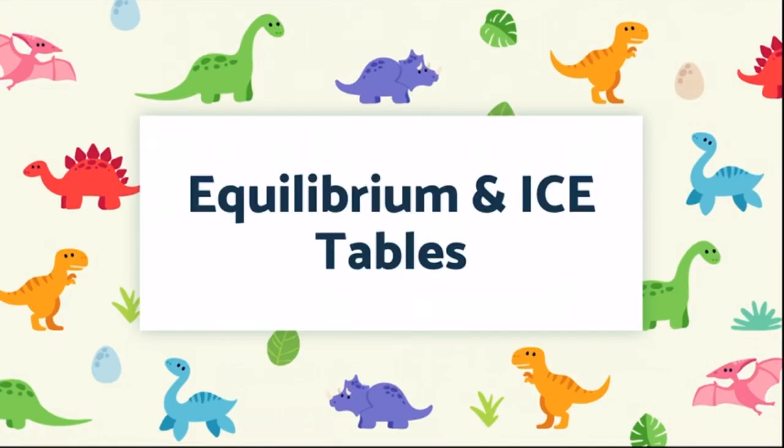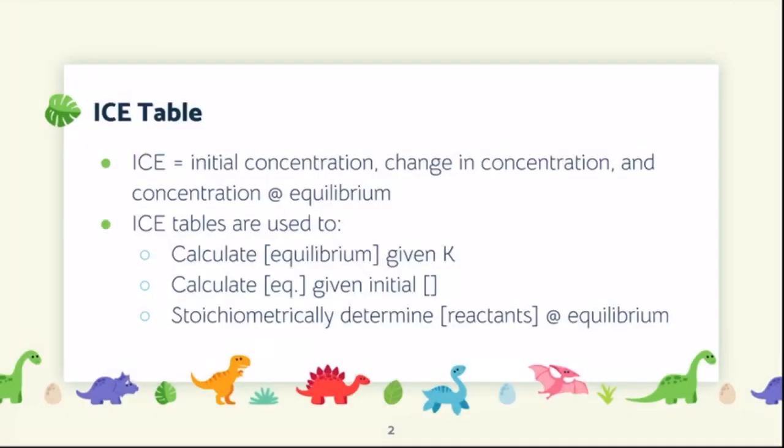Equilibrium and ICE tables. ICE stands for initial concentration, change in concentration, and concentration at equilibrium. ICE tables are used to calculate the concentration at equilibrium given the K value and the initial concentration, or to use stoichiometry to determine the concentration of reactants and products at equilibrium.